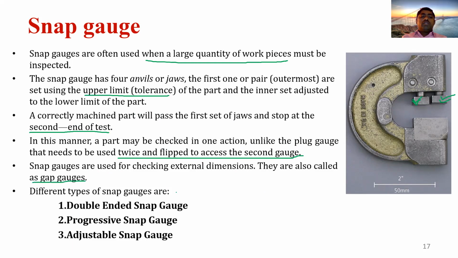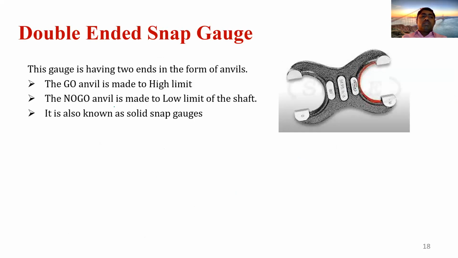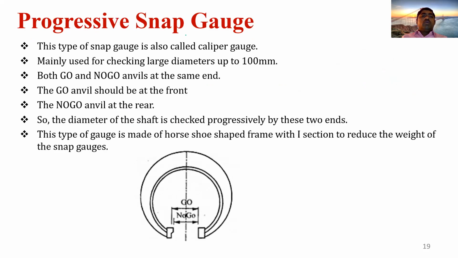So we have different types of snap gauges: double-ended snap gauge, progressive snap gauge, and adjustable snap gauge. This is called the double-ended snap gauge. These ends are made for go ends for checking the maximum metal limit, and these are used for checking the minimum metal condition because it is shown in the red color. So the go anvil is made to the high limit, and the no go anvil is made to the low limit of the shaft. It is also known as a solid snap gauge.